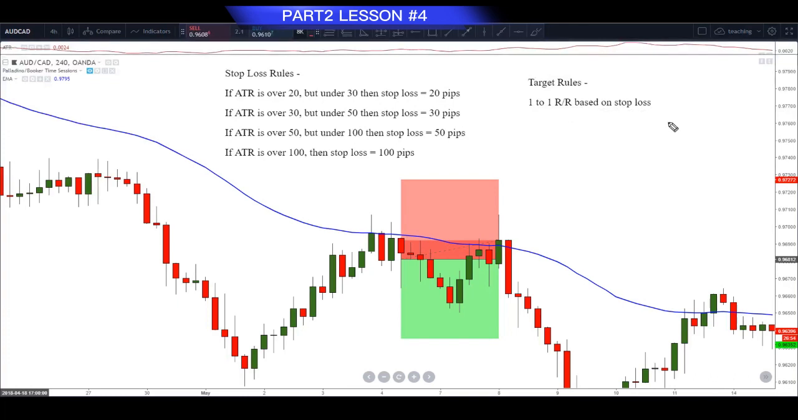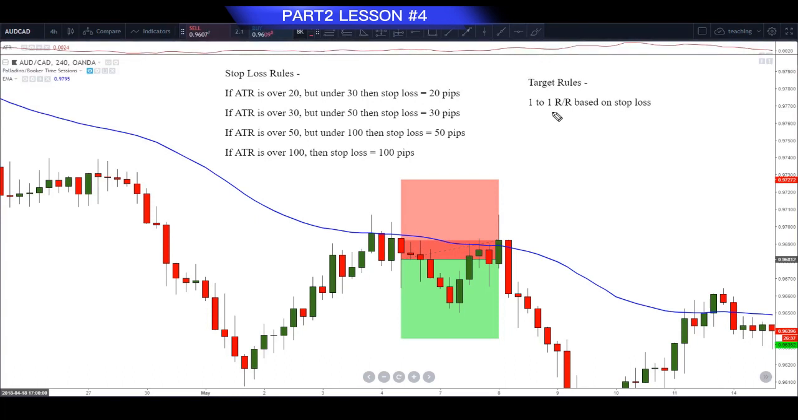So let's go ahead and place the trade. Again, target taking, very, very simple. We're just looking for a 1-to-1 risk reward after we place that stop loss. So let's take a look at a practical application of taking a trade based around this stop loss rule and target rule for the pullback strategy.